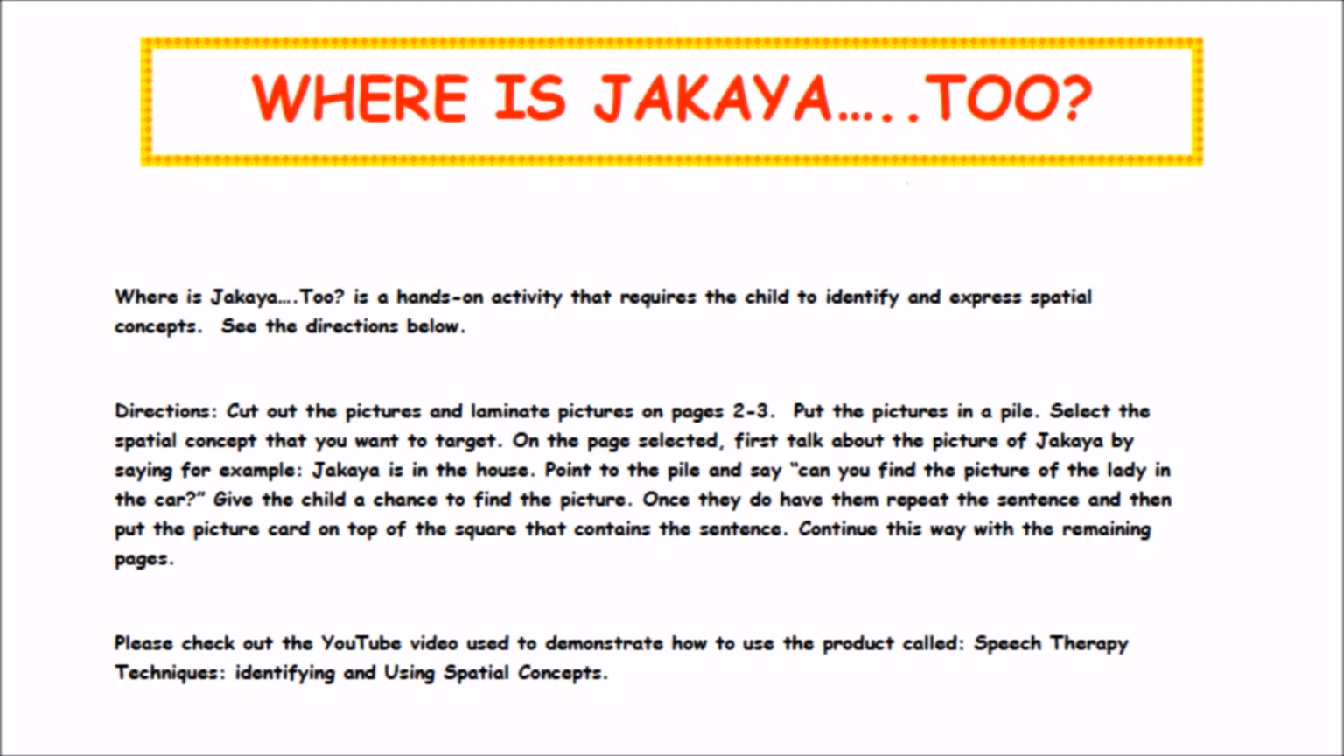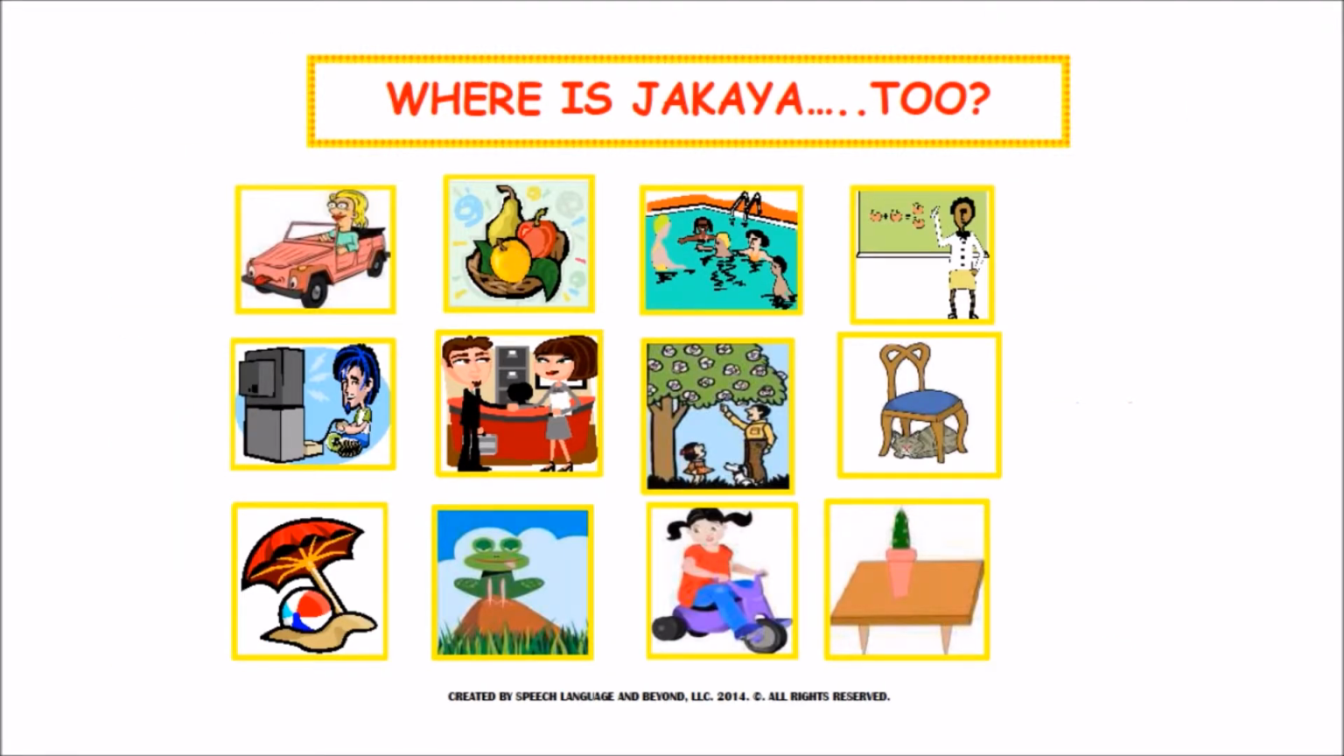Well, here is another activity that is called Where is Jakaya Too? This particular activity is an add-on set to the original that allows for children to be able to continue working on this skill, but in a more hands-on fashion. The reason why it's hands-on is because it comes with a set of pictures, and then each individual concept has its own page. And I'm actually going to give you a demonstration towards the end of this video on how to use the first one and how to use the second one.